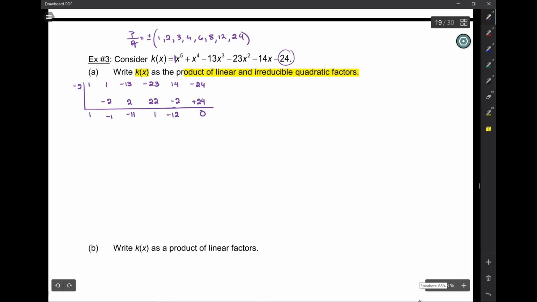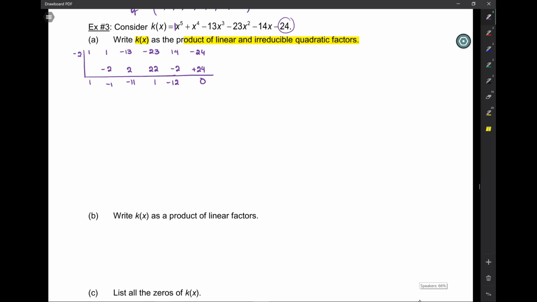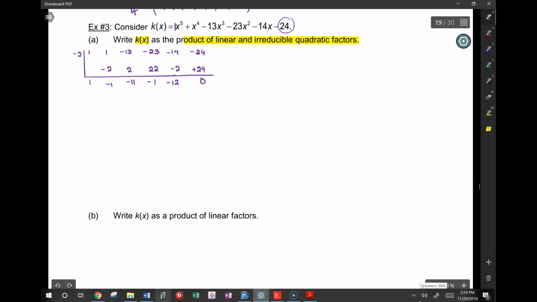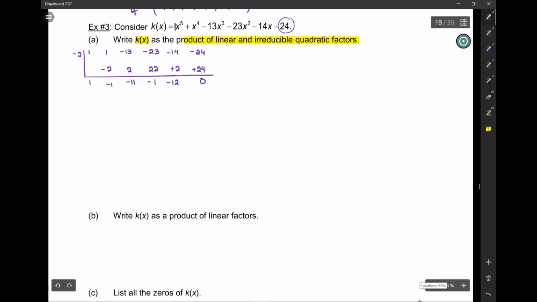Okay, so 14 is negative. Oh, I messed up my negatives. And then the 4 now. But it still works, I promise. Now we're good.